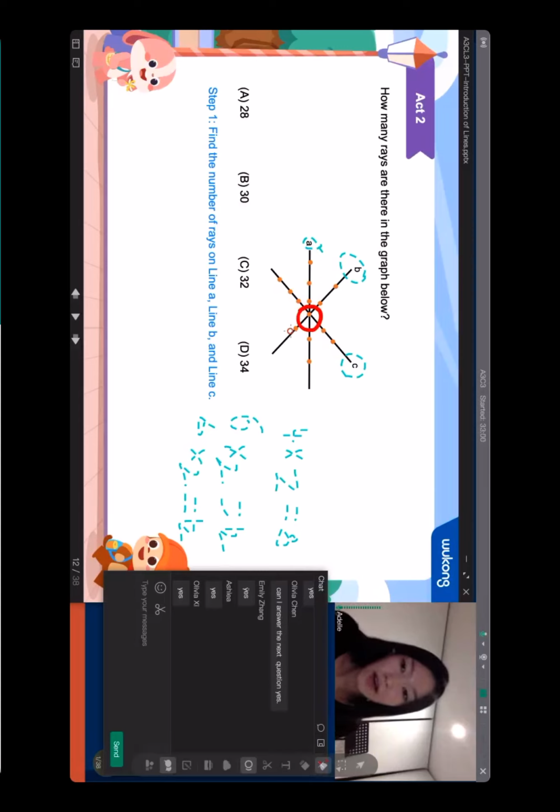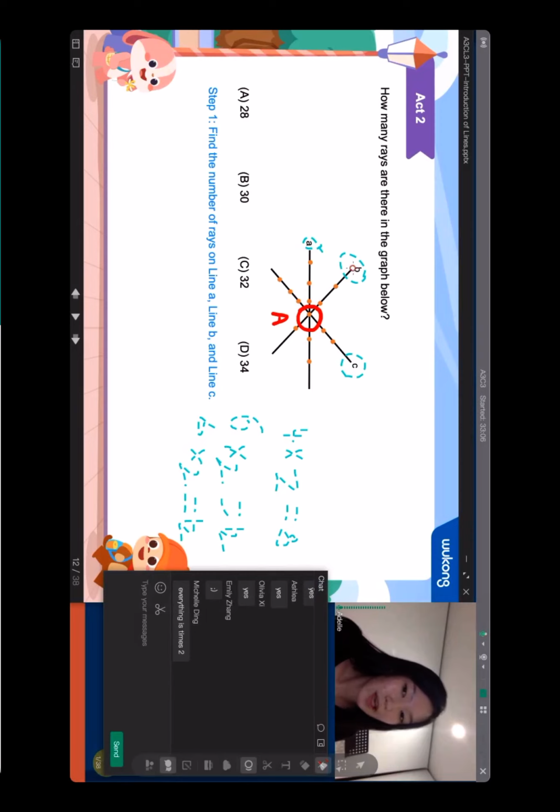Okay, so you see how we're going to name this with capital letter A. This endpoint A is being shared by A, B, and C. So you have to count that in line A, line B, and line C, which means when you add it, you have to count this point how many times? 3 times, okay?